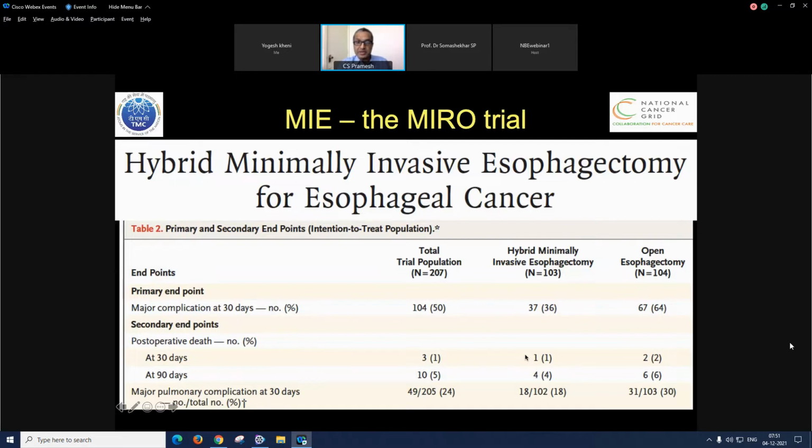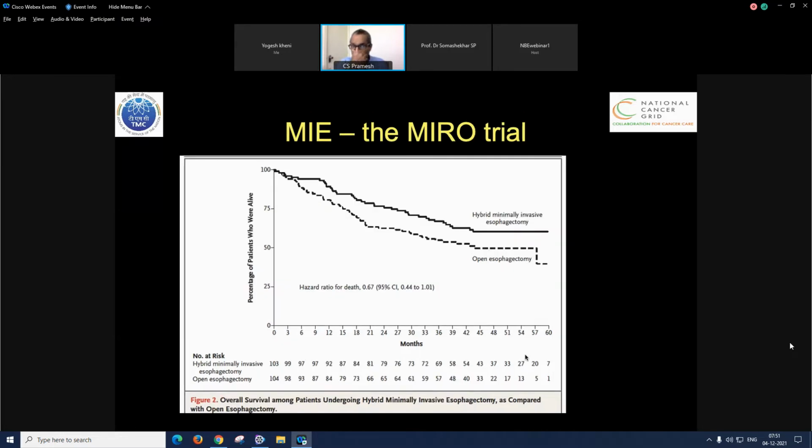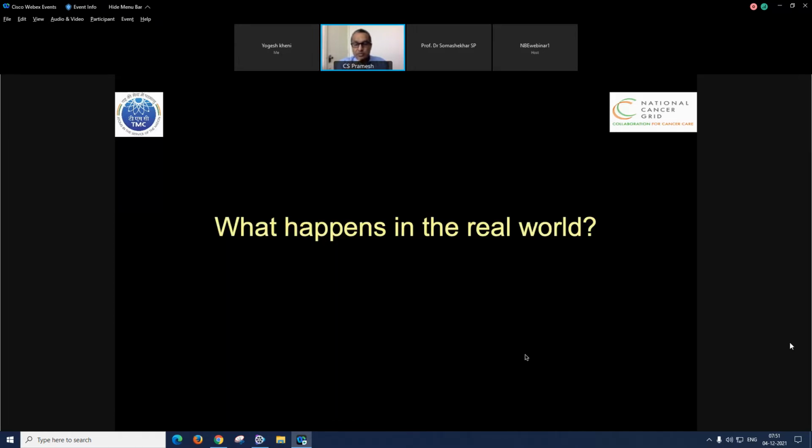But what was an unexpected finding of the MIRO trial was this data, which showed that the hybrid minimally invasive esophagectomy actually had a superior oncological survival as compared to an open esophagectomy. To be honest, I think this is a chance finding. I don't see a reason why a hybrid minimally invasive esophagectomy could be superior oncologically to a well-done open esophagectomy. This was true even for both disease-free survival as well as overall survival, which is again quite surprising. So let's see what happens in the real world.